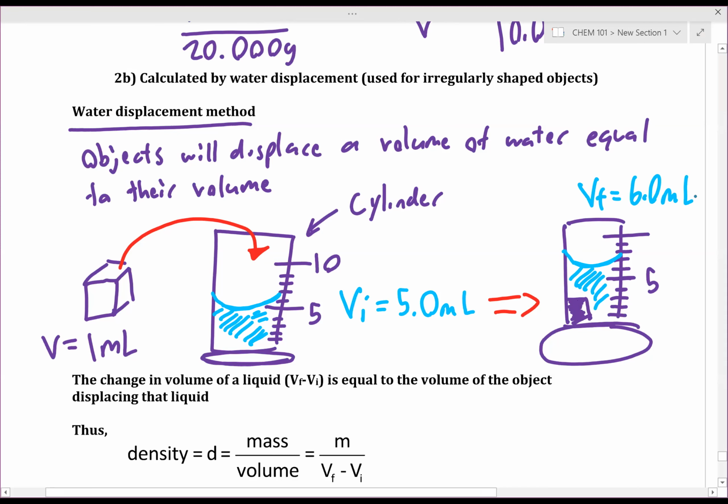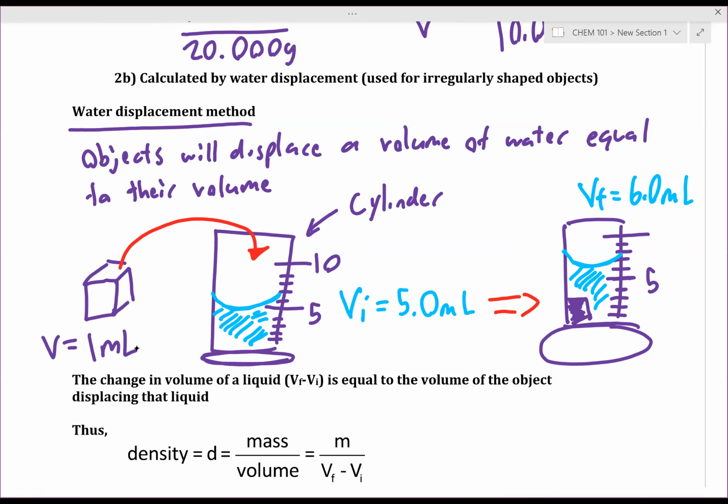By inspection, can we see the difference? What's 6 minus 5? What's the difference in our water volumes? 1 mil. And does that 1 mil match the volume of our object? Yes. So the key principle behind the water displacement method is that by measuring the volume in a graduated cylinder before and after an object is added, we can calculate the volume of any object. Does that make sense?